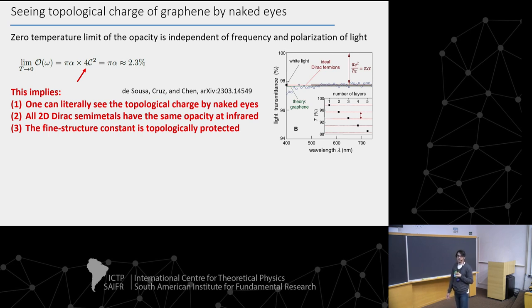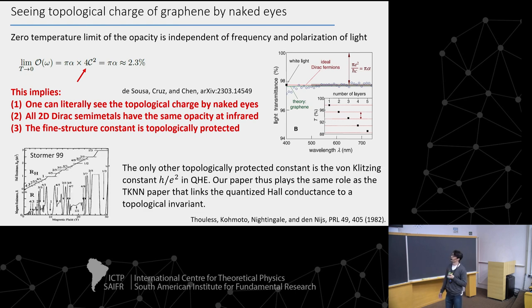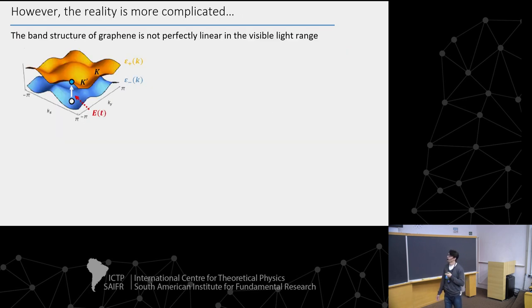The second thing is that for all 2D Dirac semimetals, you have the same opacity as graphene. Because the opacity is given by pi times alpha times the C squared here, the fine structure constant will be topologically protected. This is very interesting, because the only other case where this occurs is the von Klitzing constant in the quantum Hall effect. We state that our paper plays the same role as the TKNN paper that links the quantum Hall conductors to the topological invariant. In this case, we are looking at the opacity.